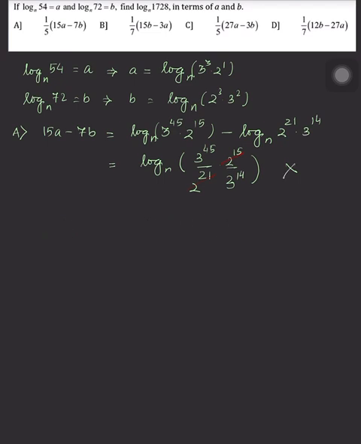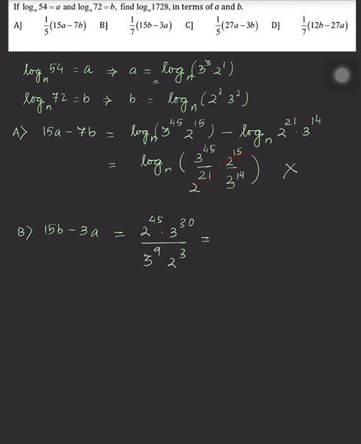Okay, moving on, let's try option B. Option B is 15b minus 3a. We will evaluate that first. 15 times b, 15 would be making it 2 to the power 45 and 3 to the power 30. Straight away I'll divide this; I will not do the log base n thing, I'll just divide and see. 2 to the power 45, 3 to the power 30, minus 3a, which becomes 3 to the power 9 into 2 to the power 3.